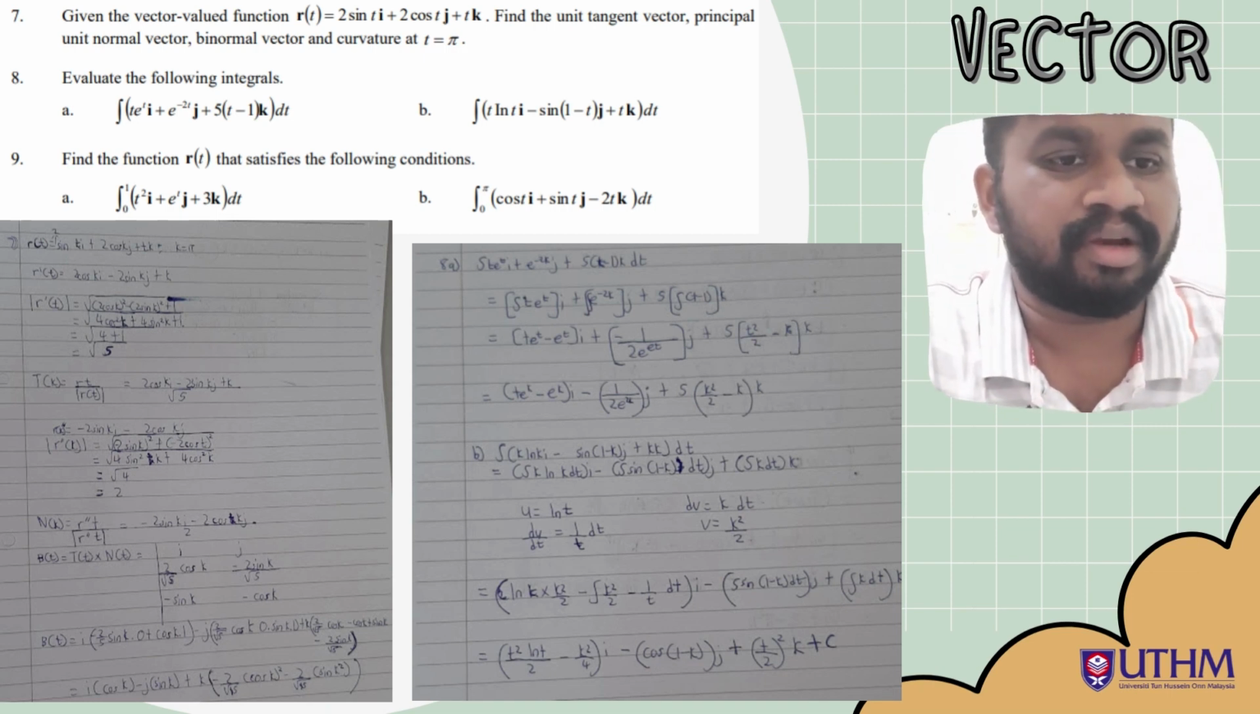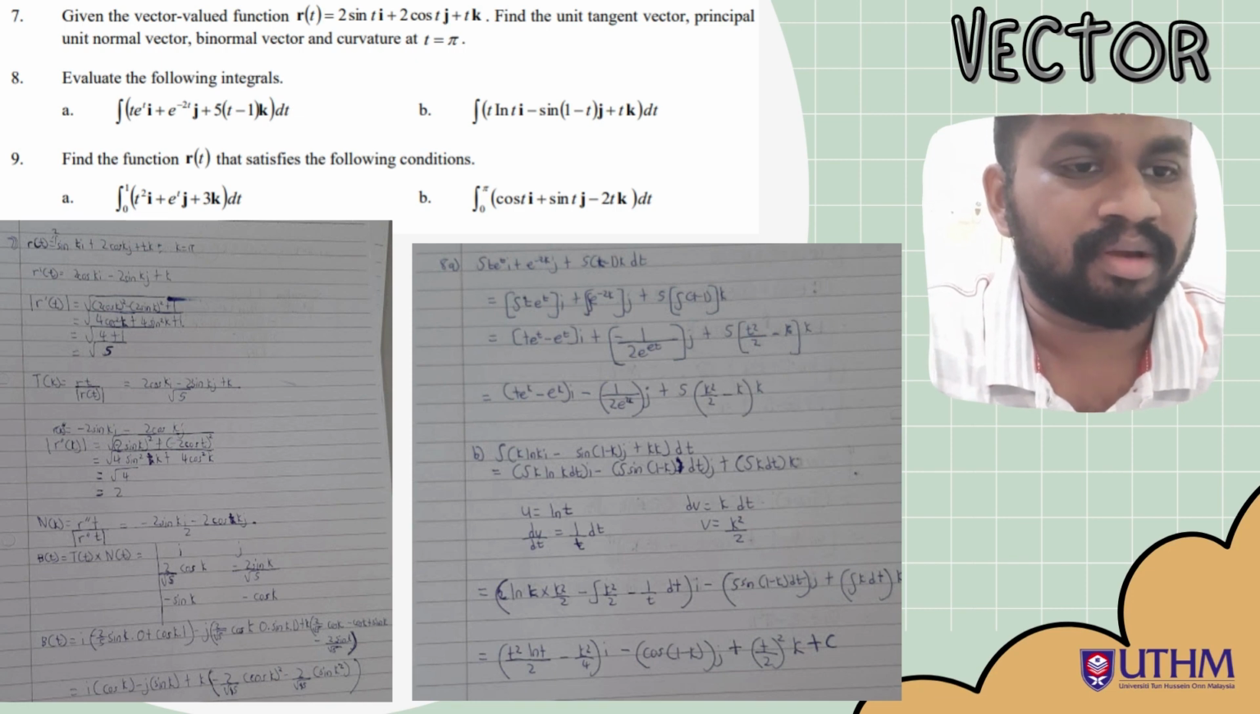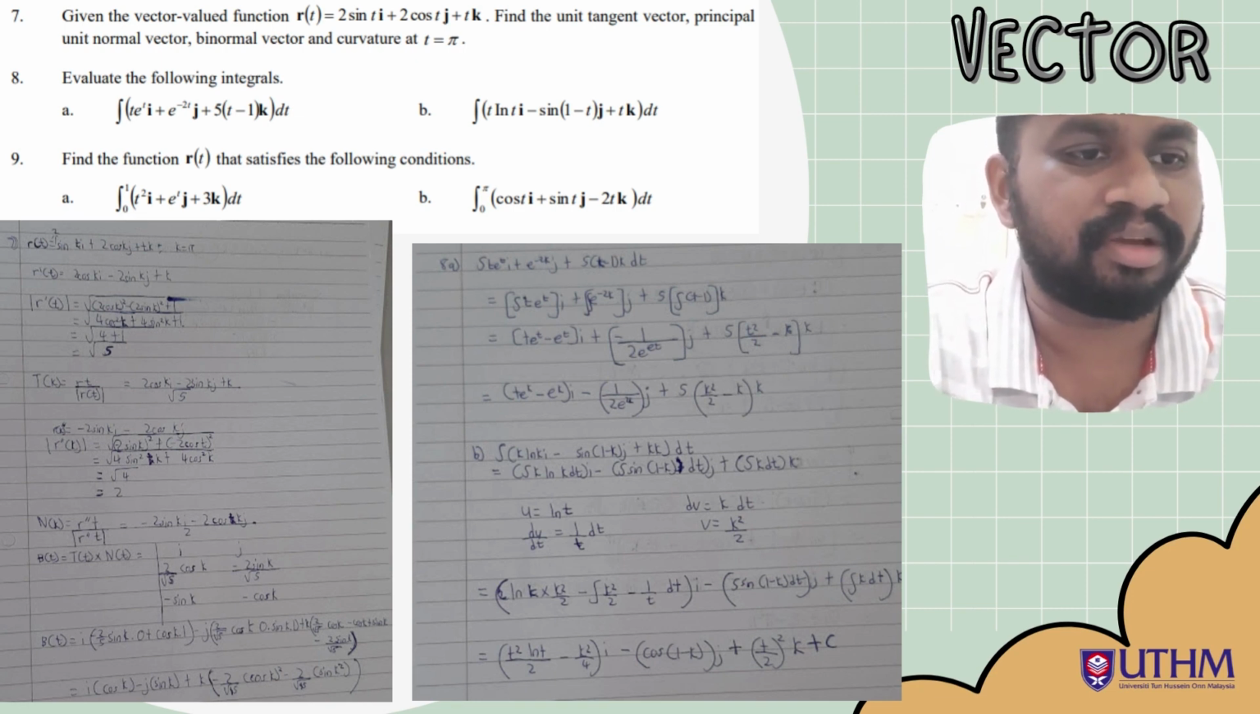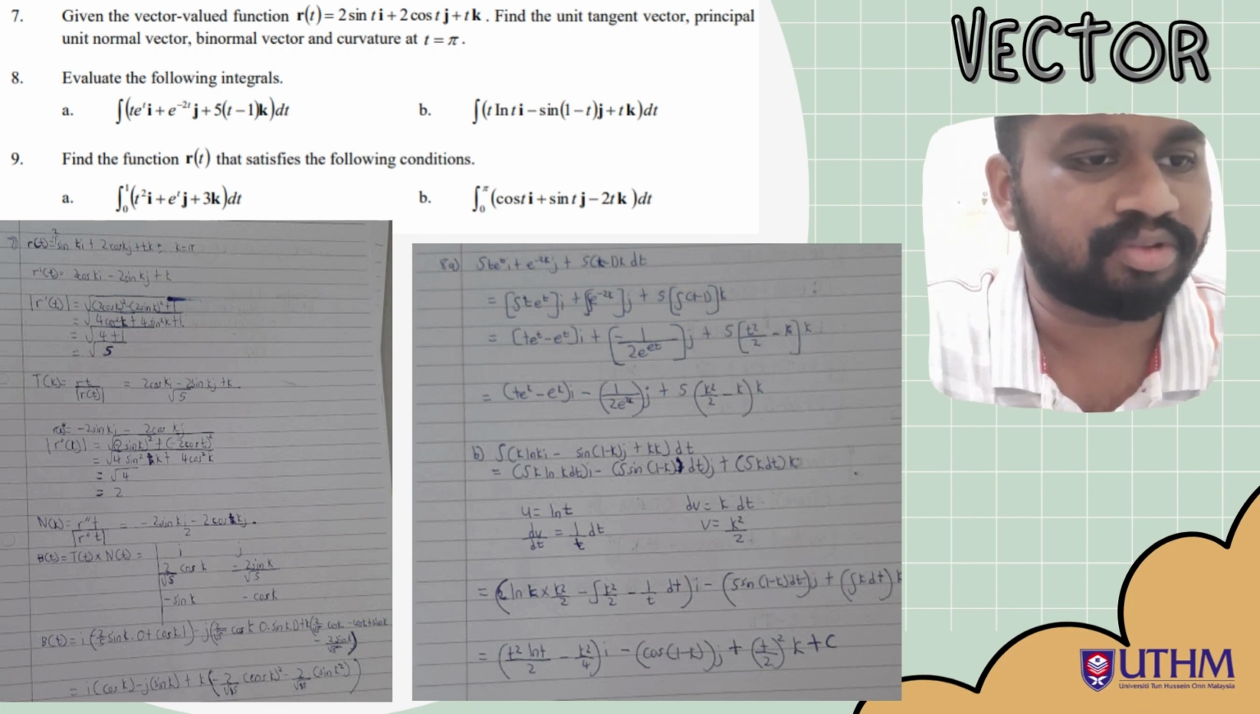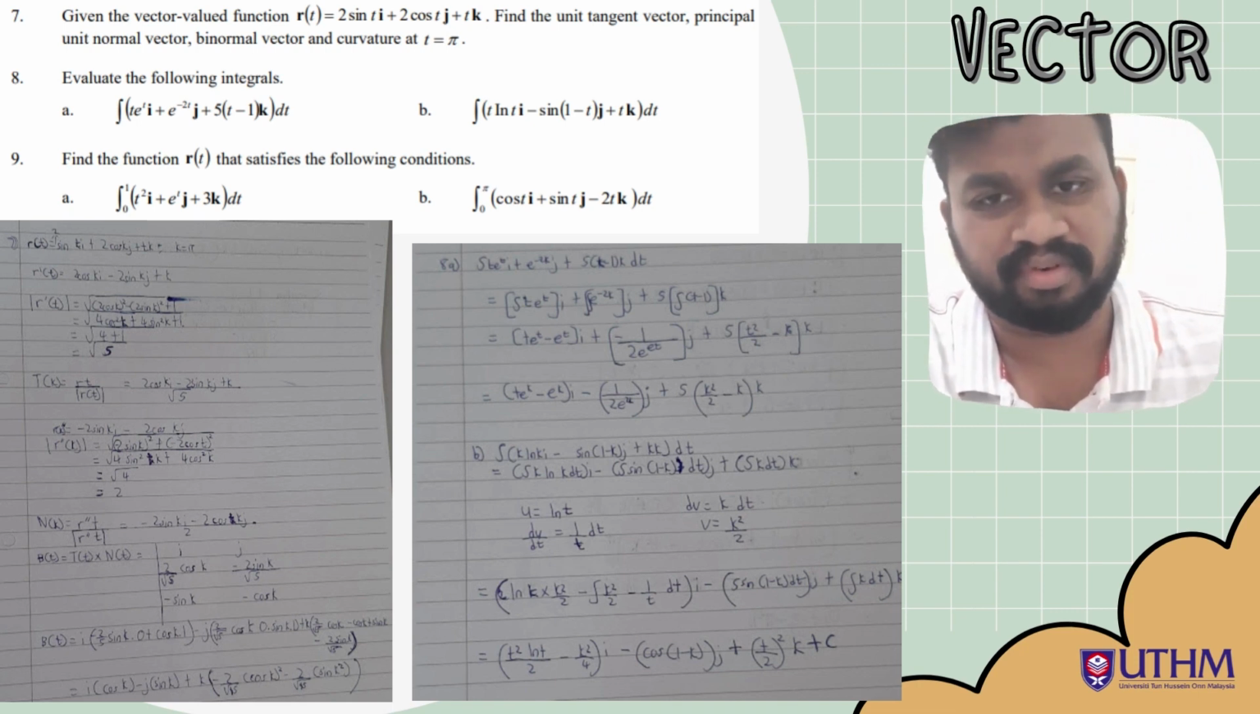So you will get negative 1 bracket cos t i minus j sin t plus k bracket negative 2 over square root 5 cos t squared, then minus 2 over square root 5 bracket sin t squared. So this is the solution for question number 7.